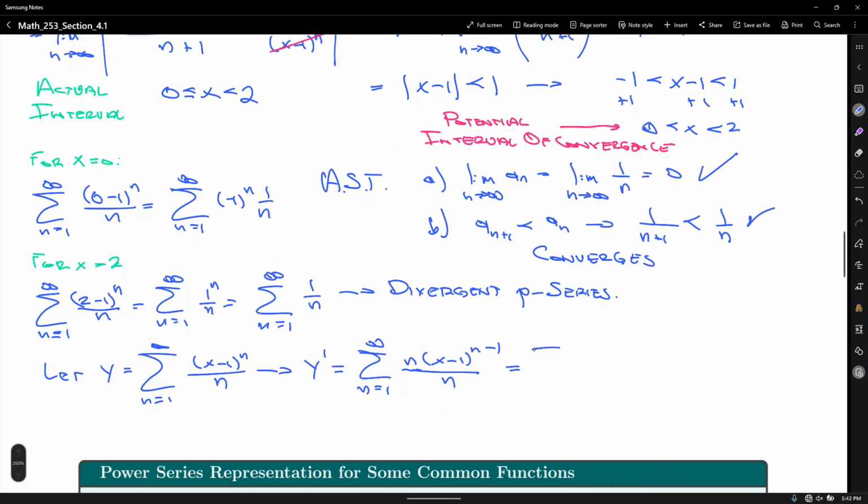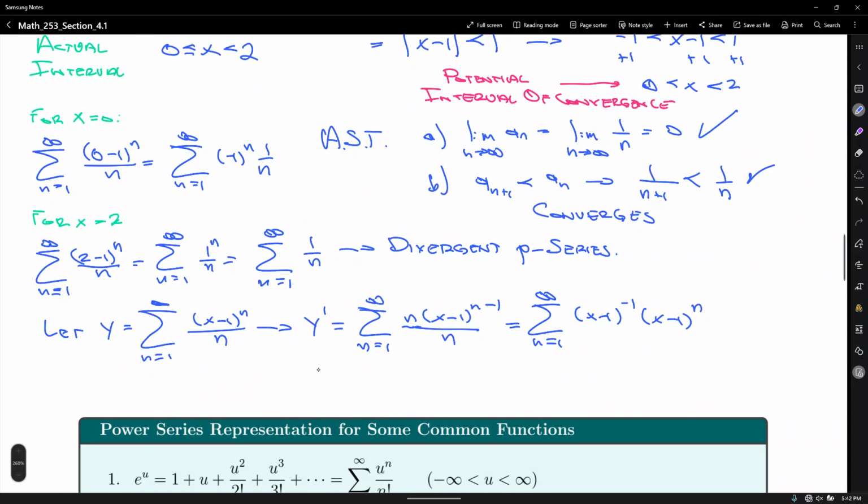This is the same as saying the sum from n equals 1 to infinity of (x minus 1) to the negative 1 times (x minus 1) to the n. This series may look crazy, but actually this is just a geometric series, right? Check this out. This will be equal to the sum from n equals 1 to infinity of 1 over (x minus 1) times (x minus 1) to the n. Isn't that just a? Isn't that just r? That's a geometric series, right?